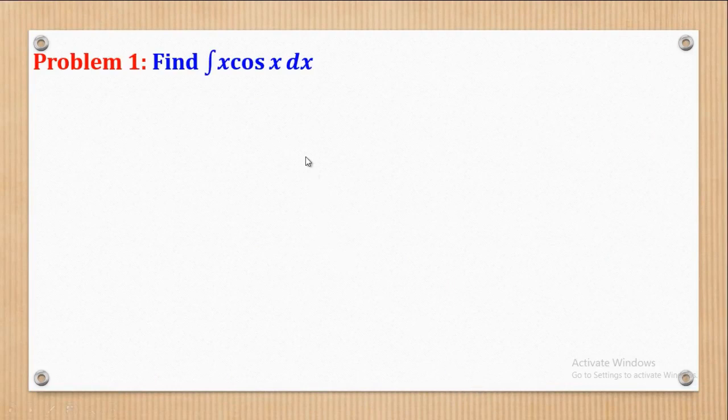So we shall start with problem 1. Problem 1 says: find the integral of x cos x with respect to x. Then you realize that this is a product of two functions, but this is a polynomial and this one is not. This is a trig function. Therefore, we use integration by parts.